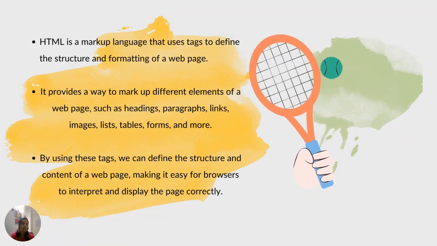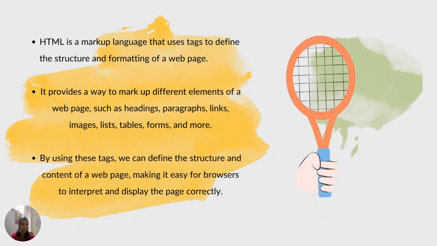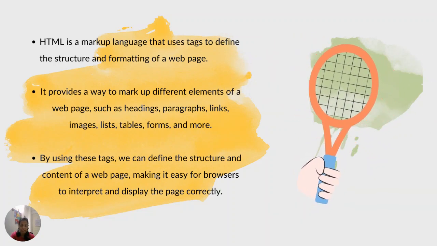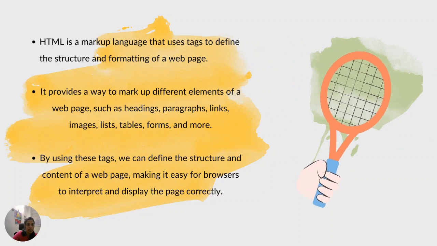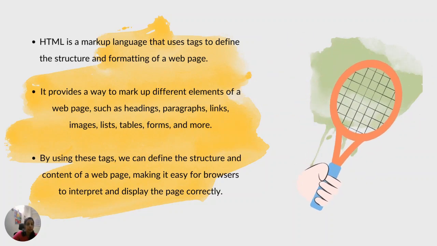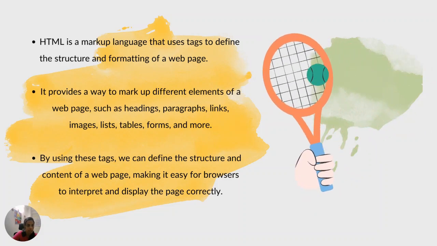And what does it do? It defines the structure and formatting of a web page, and it provides a way to mark up different elements of a web page. Like there are different elements in a web page, right? The headings, paragraphs, there will be images, there will be lists, there will be tables, forms, everything. So it provides a way to mark up all these different elements in a web page, and these are written inside tags. We define the structure and the content of the web page using these HTML tags.